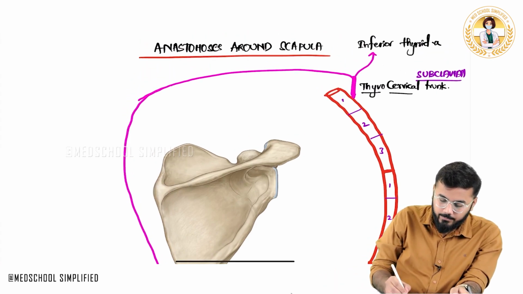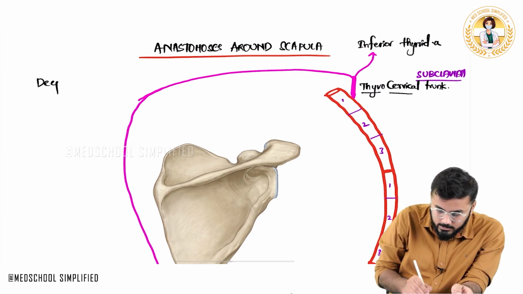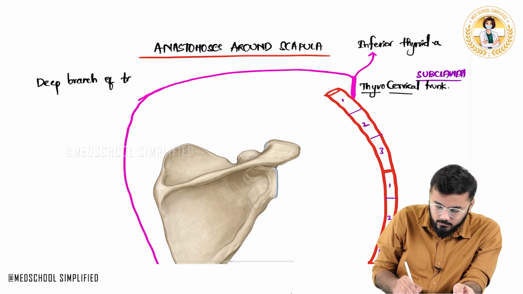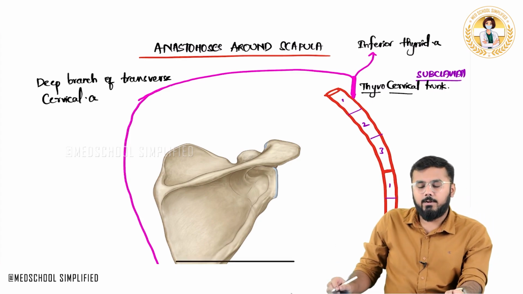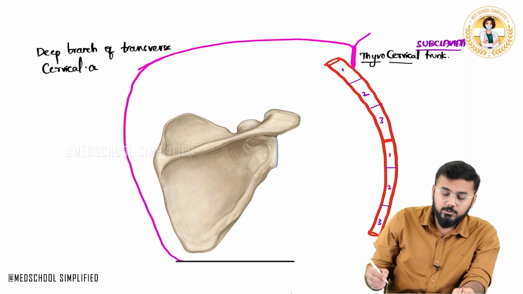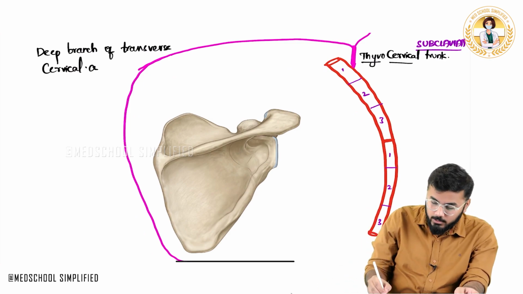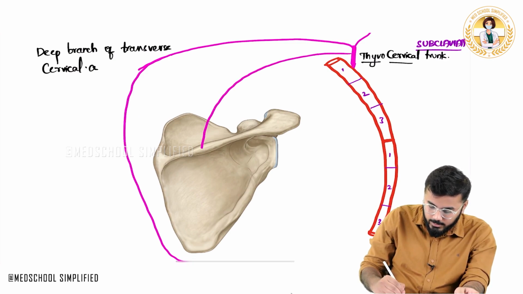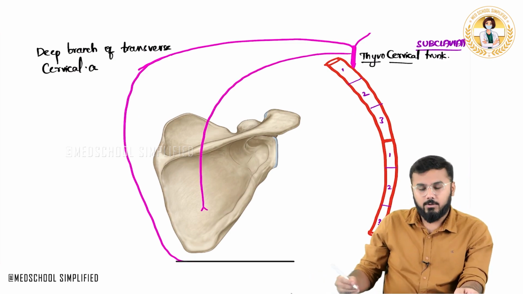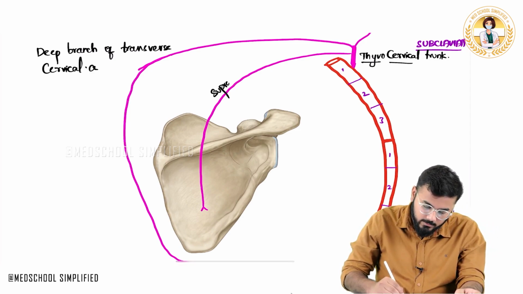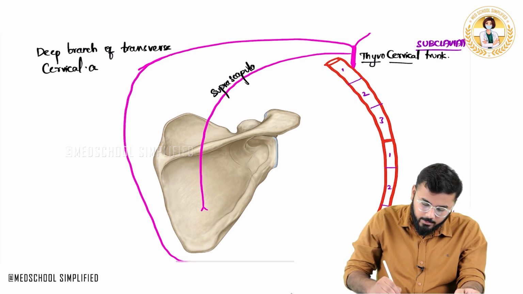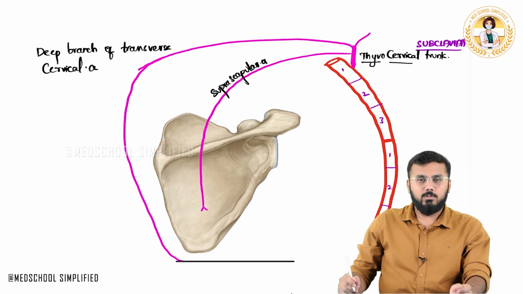So what is this artery? This is actually called the deep branch of transverse cervical artery. Next important branch of the thyrocervical trunk is your suprascapular. Supra means on the top. So this branch comes all the way like this. It passes on to the top of the scapula like this. Okay, so this branch is called the suprascapular artery. So this is a branch of thyrocervical trunk.